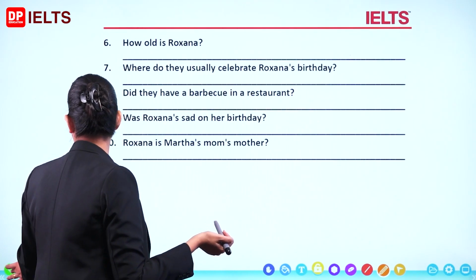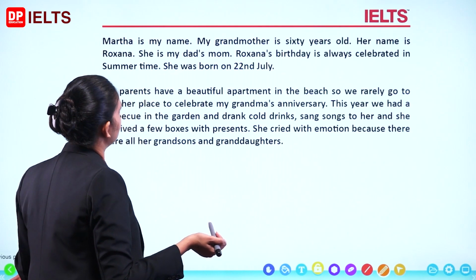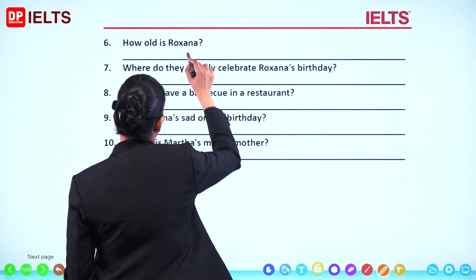Next one. How old is Roxana? Roxana is 60 years old.